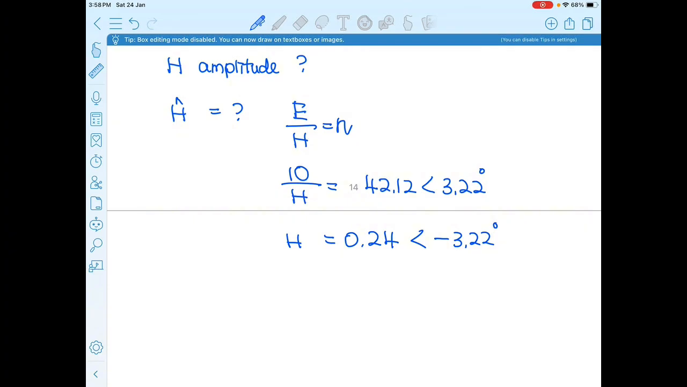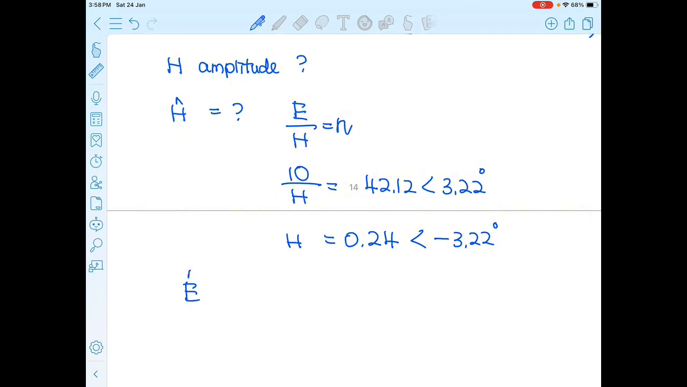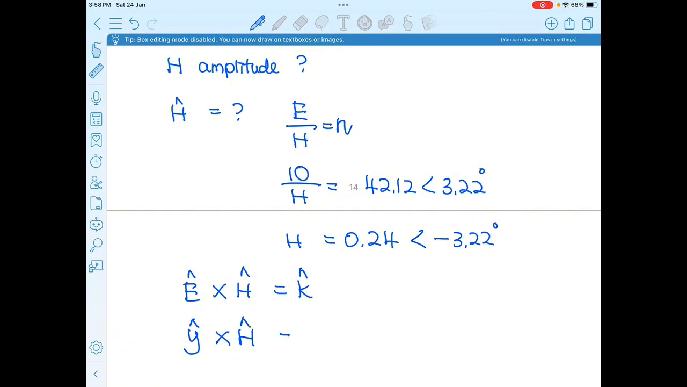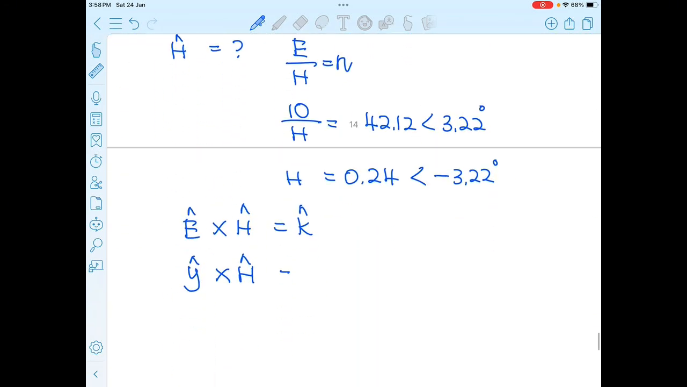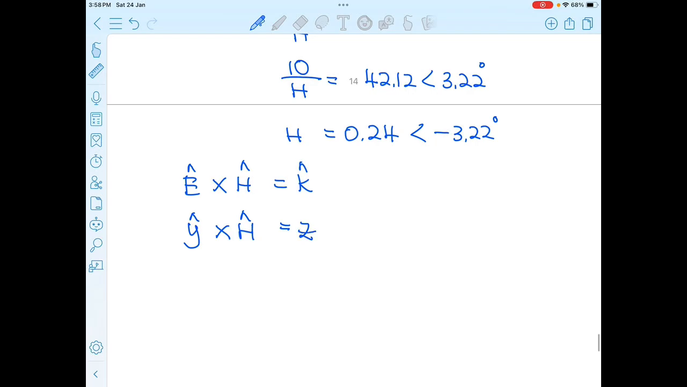As for the direction, you have to use this relationship. This is the y direction, and this is the z direction. So your H will be in the negative x direction, in order to get positive z.